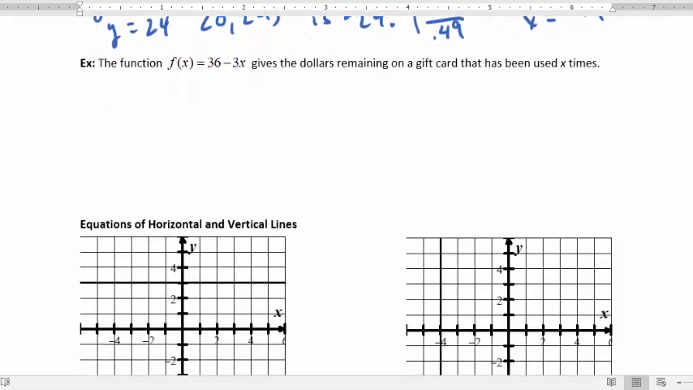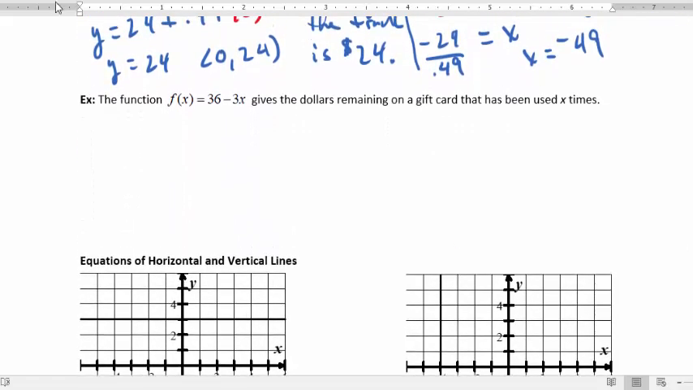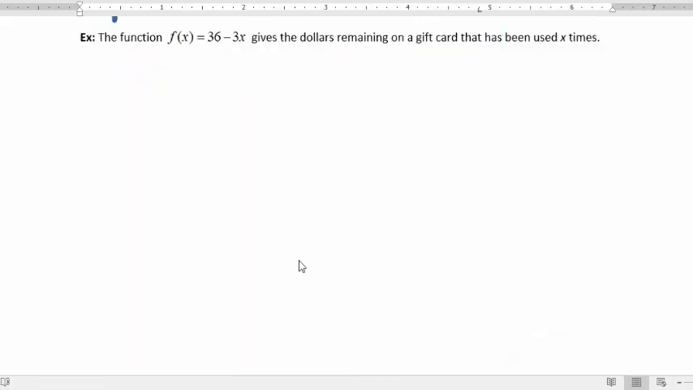So let's see this one. The function f of x equals 36 minus 3x gives the dollars remaining on a gift card that has been used x times. So this was pretty typical of our Unit 1 problems. We had these gift card problems. So f of x is the dollars remaining, and x is the number of times the gift card has been used.